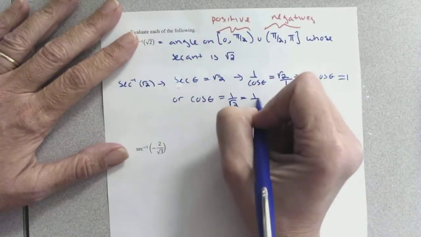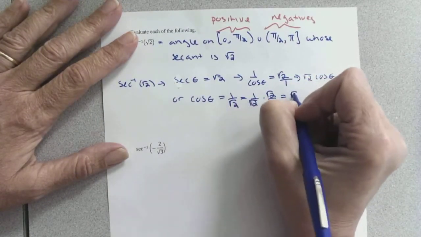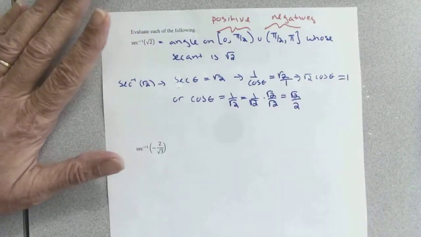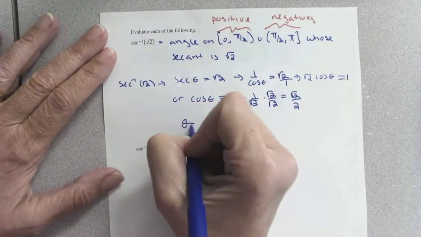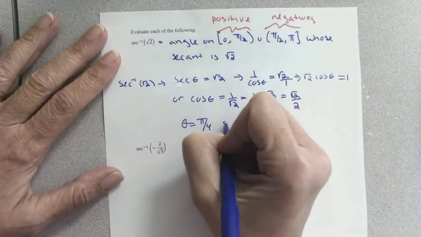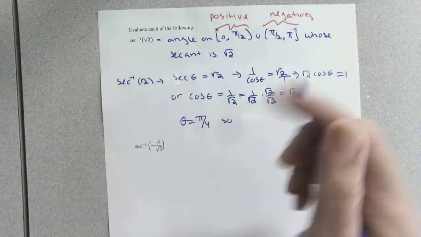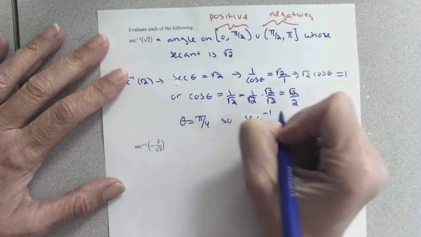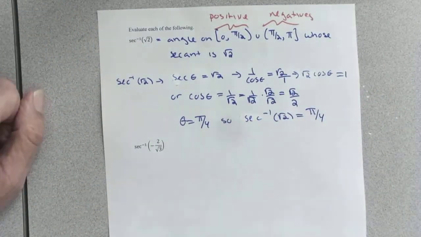Then if I rationalize that, and you wouldn't have to do this, but I'm just trying to show you where numbers are coming from here. Rationalizing, we get cosine of theta equals square root of 2 over 2. And now it should look very familiar. Where does cosine equal square root of 2 over 2? That would be pi over 4. So we now know that secant inverse of square root of 2 is pi over 4.